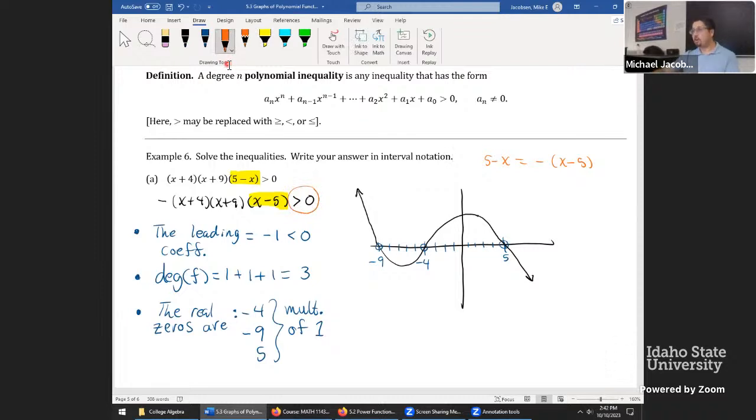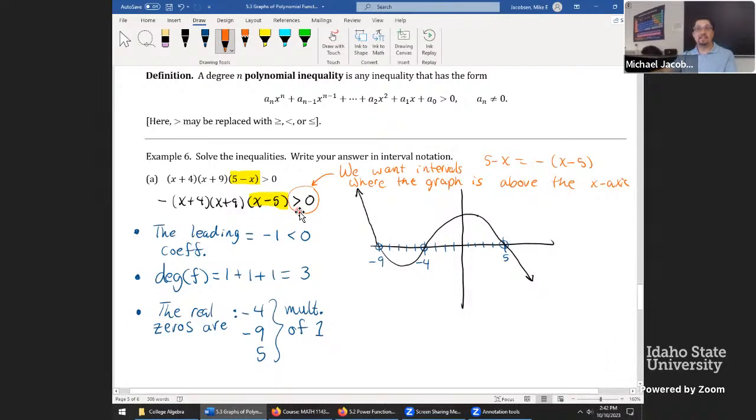If it says we want all of this done to be greater than 0, would you say that's where the curve is above the x-axis or below the x-axis? Exactly, greater than 0 is implying above the x-axis. So let's say this right here. We want intervals where the graph is above the x-axis. If that was a less than, we would have said below instead. So the above is only because of the greater than right there.